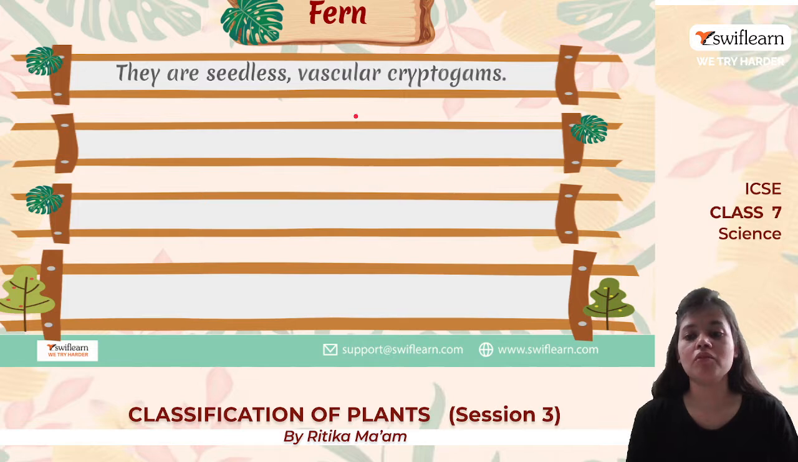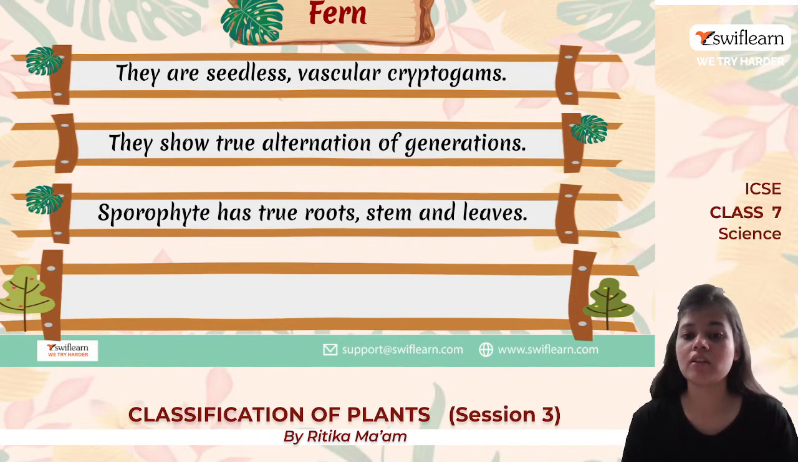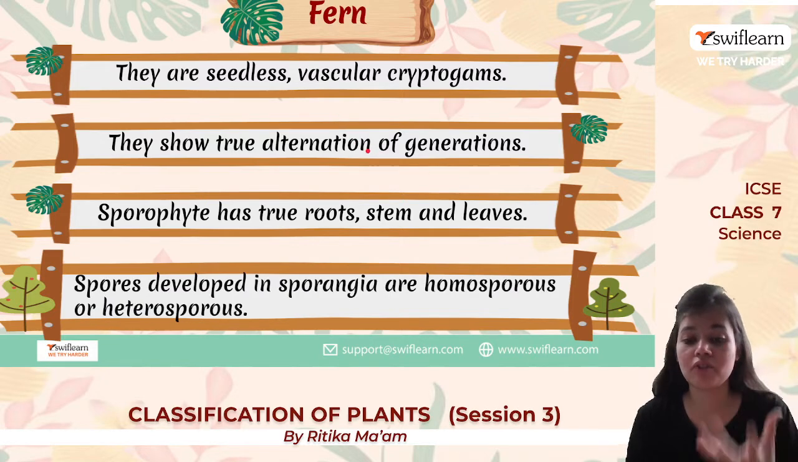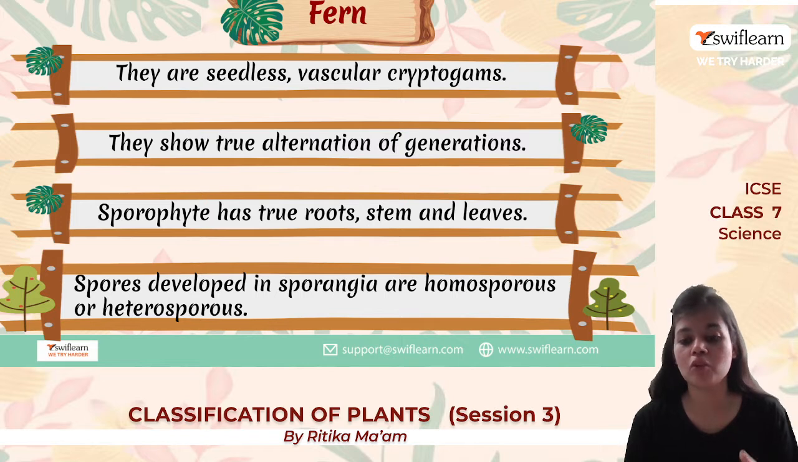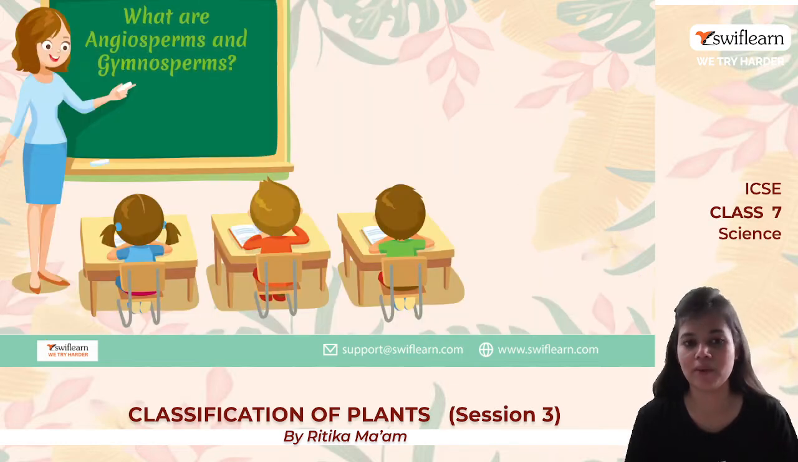Now, some of the characteristics of ferns are they are seedless, vascular cryptogams, they show true alternation of generation, they have true root, true stem, and leaves are differentiable. Then spores developed in sporangia are homosporous and heterosporous. So these are the spores which develop in sporangia.